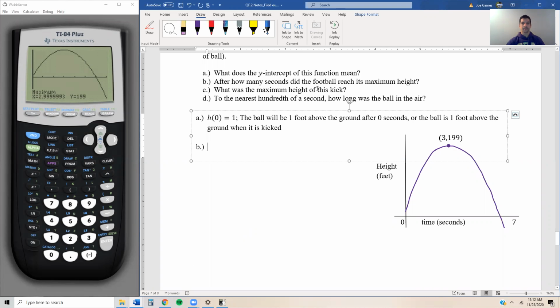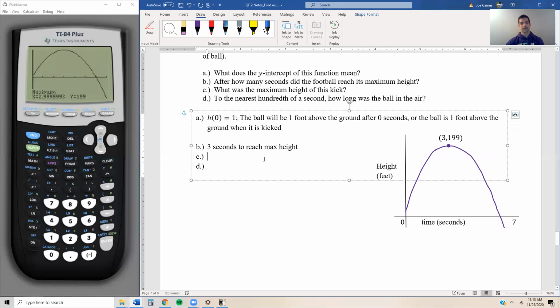It says, after how many seconds did the football reach its maximum height? My x-axis is time in seconds. My x value is 3. So it took 3 seconds to reach max height. You just say 3 seconds. That's okay. I can also use this point to answer question C.